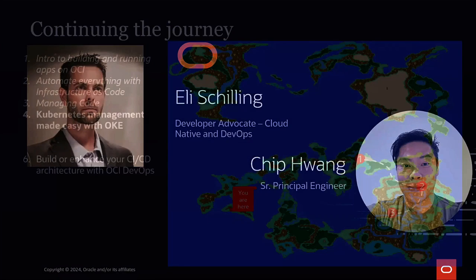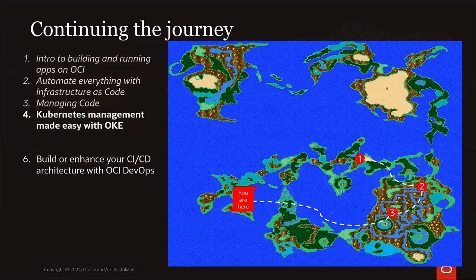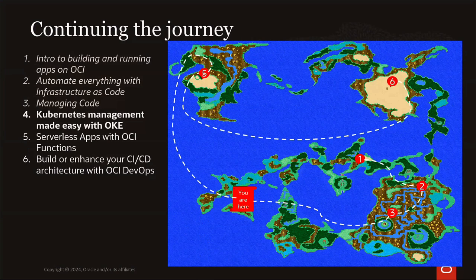All right. So remember, we're continuing our cloud native journey here. We did the managing code session previously, which was recorded and posted. Today, we're going to talk about Kubernetes management made easy with OKE. Next session will be on serverless apps with OCI Functions, and we will wrap up the series with an OCI DevOps overview. So please come back and join us for those.